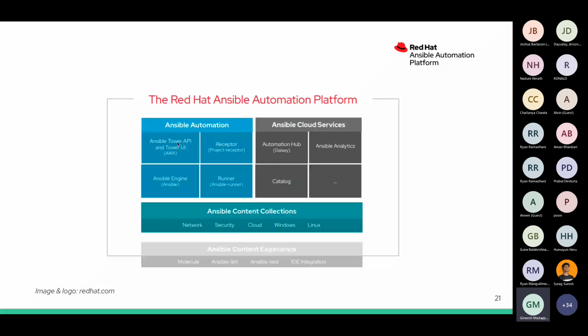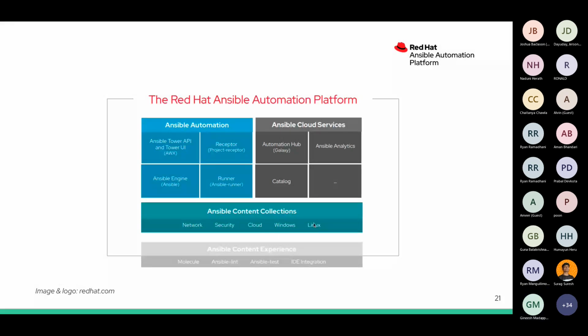It's called Ansible Controller, where you have the GUI, where you can access the entire controller interface from the web browser. You don't need to deploy any application. Then you have Ansible Engine, which is the Ansible Core, which is part of the Ansible Automation Platform. And you have some other cloud services like Automation Hub and Analytics like Insights. Then it will control all the infrastructure like network, security, cloud, Windows, and Linux platforms.